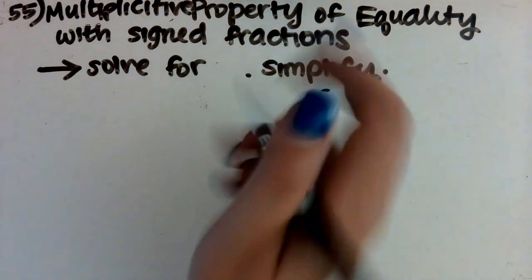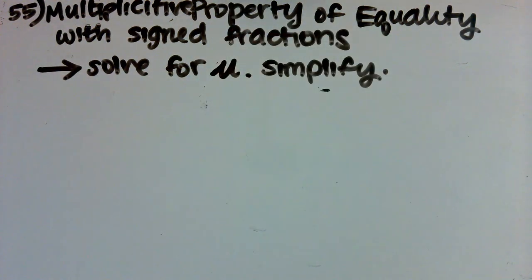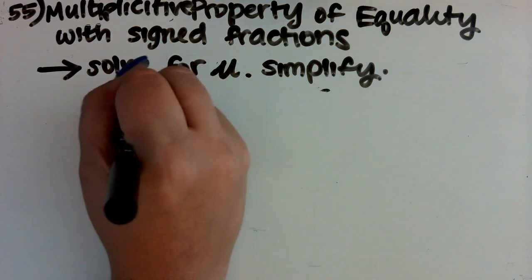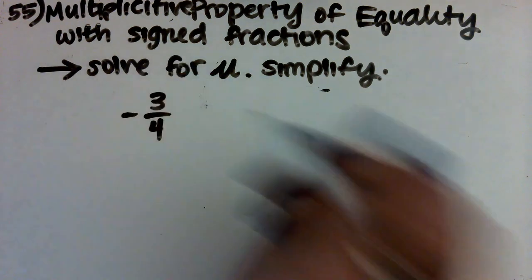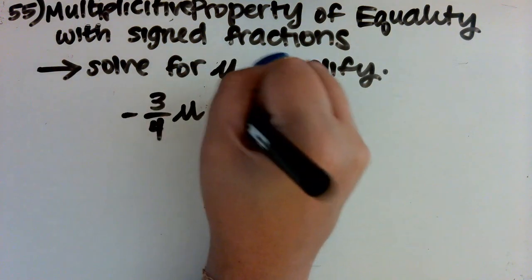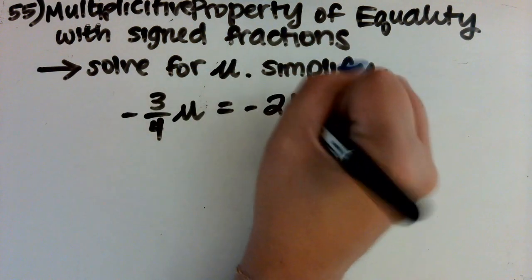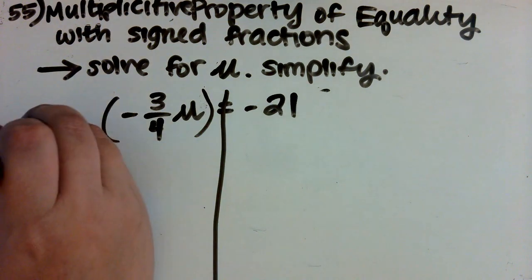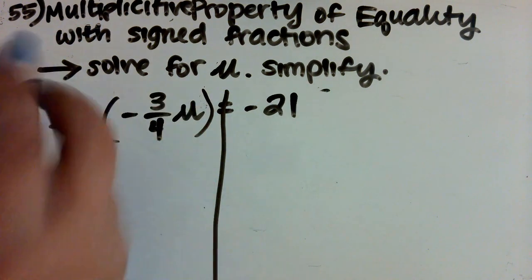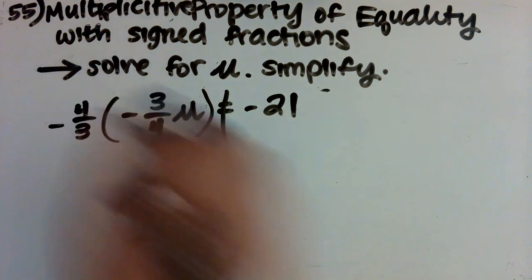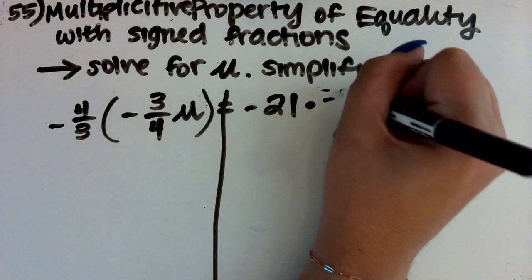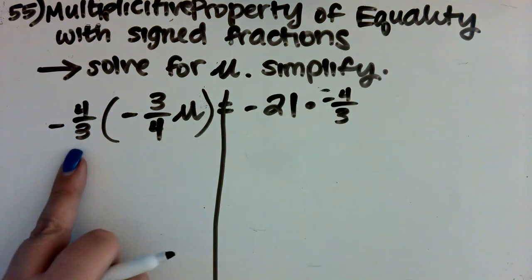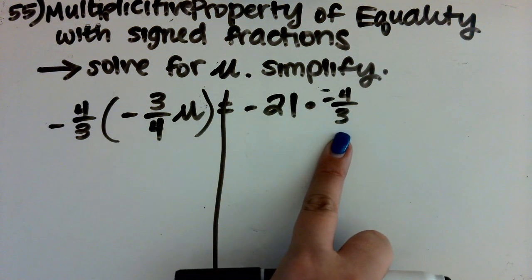This time we're going to be solving for the variable u and keeping those answers simplified. Our equation is -3 over 4 u is equal to -21. Draw that vertical line right down the center. Same exact thing. We're going to multiply by the reciprocal. The reciprocal of -3/4 is -4 over 3, so we multiply by -4 over 3. Anything I do to one side, I need to do to both sides.